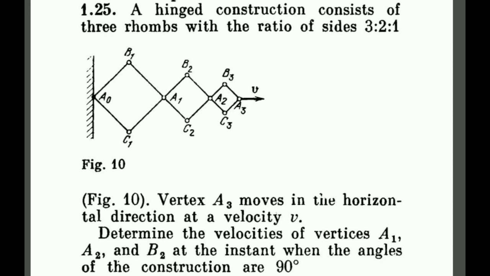So different points are named, like the end point is named as A3. So A3 is moving with velocity v, it is being pulled with velocity v. So accordingly all the quadrilaterals will change their shape. So these are basically rhombuses, and the question is asking to calculate the velocities when the angle, for example, the angle B1 A0 C1 becomes 90 degrees.